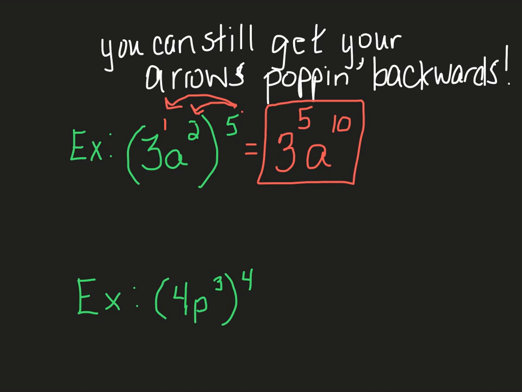And then on this next one, since it doesn't have an exponent, I'm going to write in the number 1. So it's 4 times 1. So it's 4 to the 4th power. And then p to the 4 times 3, which is 12.